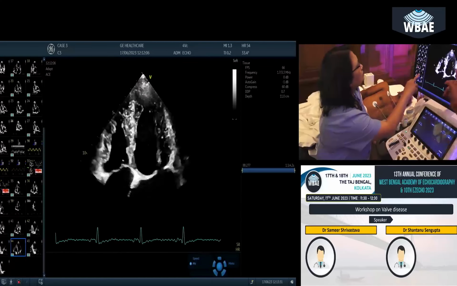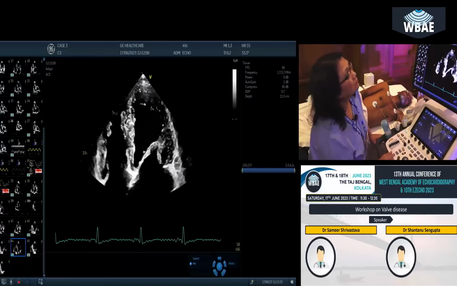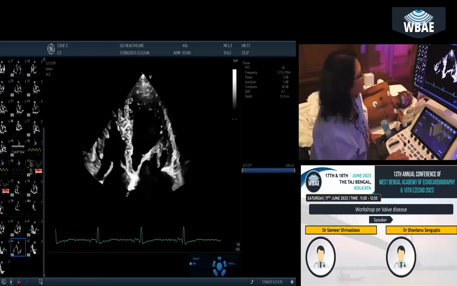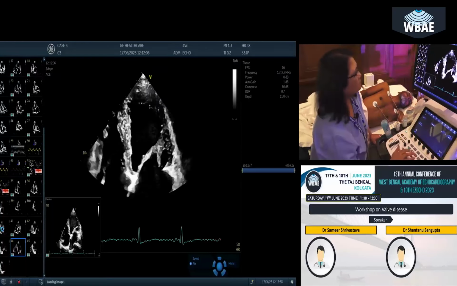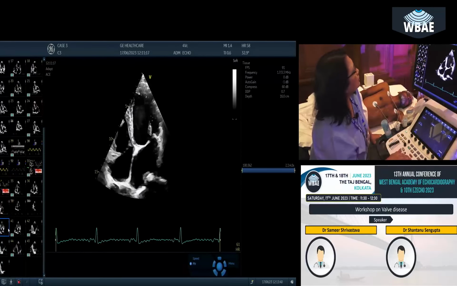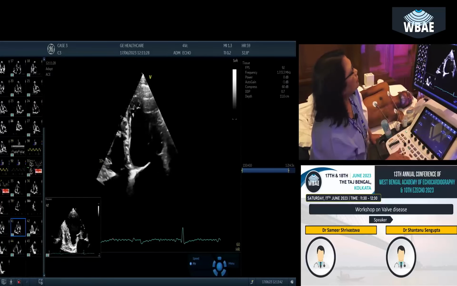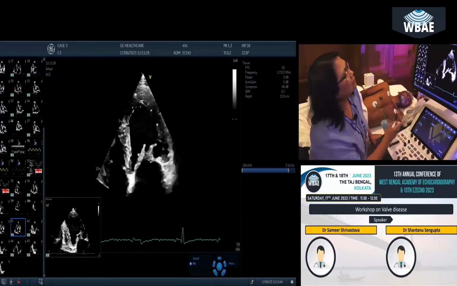So what she has done is she has acquired a 4-chamber view and a 2-chamber view where it is an LV view where the LA is small, minimal LA. So she is now focusing only on LV. That's the way you acquire. This is a fantastic image. Good.